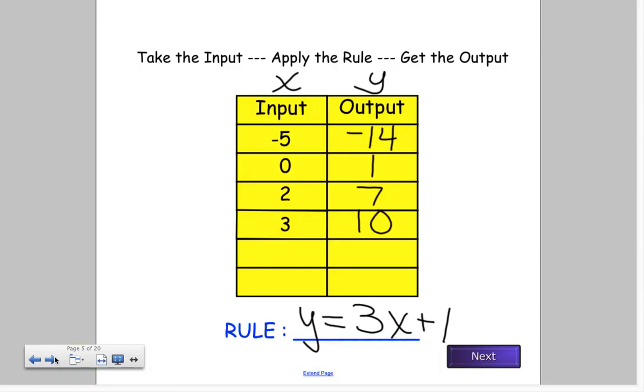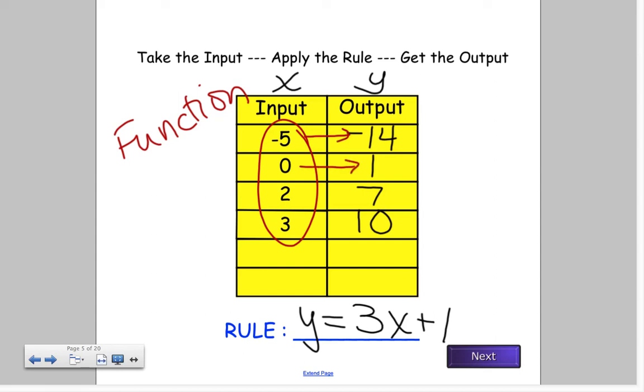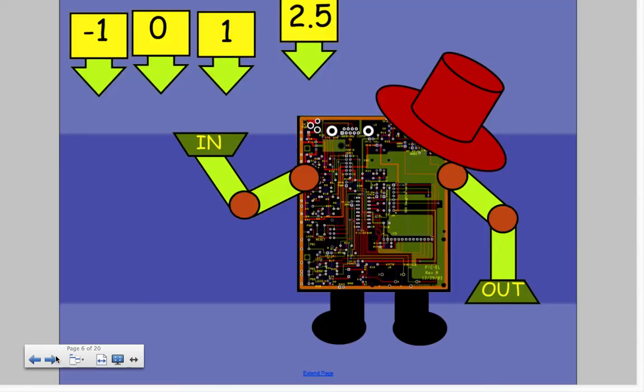Here's this one. Do your inputs repeat? Do these repeat? No, which means it is a function. As long as the x does not repeat, it is a function. It means that there is a 1-to-1 ratio. Negative 5 has one output value, 0 has one value, 2 has one value to go with it, and so on. Let's go to the next one.